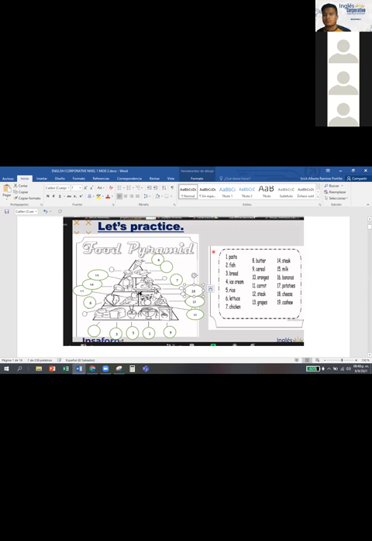This is 16. This is a stick. Stick and number. A stick is a 14. Fish is number 2.